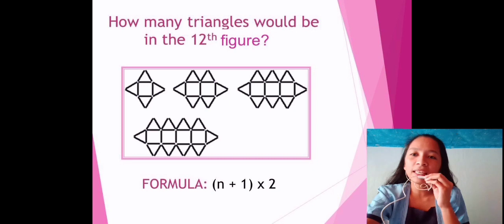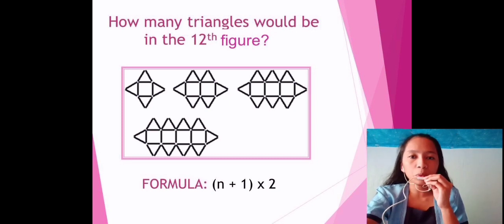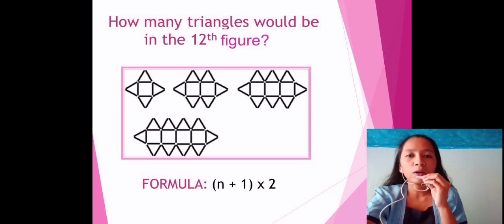Try na din naman natin sa figure number 2. Dito, papalitan lang natin ng 2 yung value ng n. So, magiging 2 plus 1 times 2. 2 plus 1 is equals to 3. 3 times 2 is equals to 6. And then, tama ulit yung nakuha nating sagot. So, tama yung ating nakuhang conclusion.